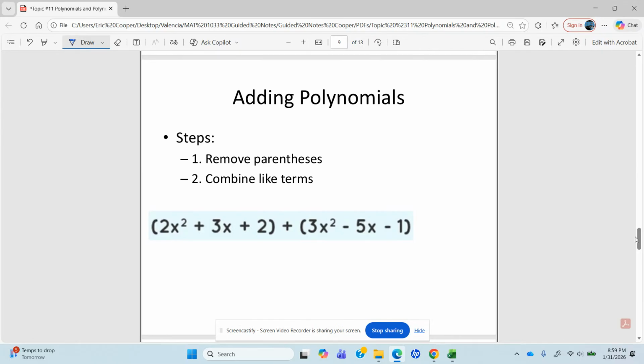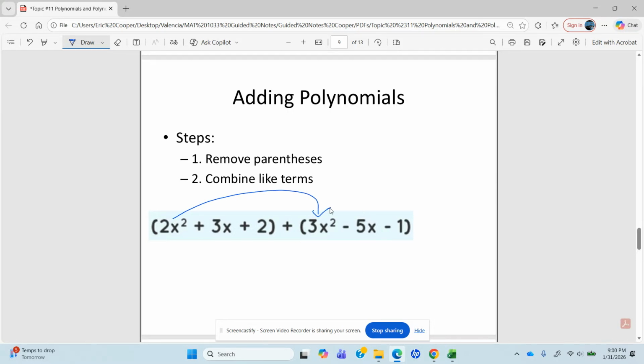Adding polynomials. Adding polynomials is no different from when we went through and did combining like terms. We're simply looking for what they have in common and following the signs in front of them to make sure we combine them correctly. So in this polynomial addition problem here, we're going to look and see what we combine, starting with the highest exponent.